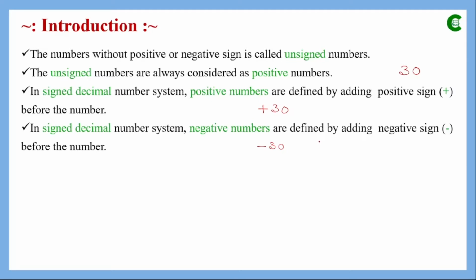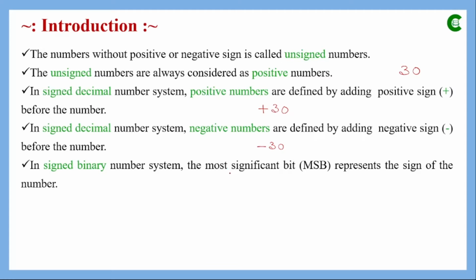But in today's class we will be learning how to represent a signed binary number. In the binary number system, there is no concept of mentioning a plus or minus sign before the magnitude. The representation technique is different, and that we will learn today. In the binary number system also there are two types of numbers: signed binary numbers and unsigned binary numbers. If we are dealing with a signed binary number, then the MSB, the most significant bit, is used to represent the sign of that number.